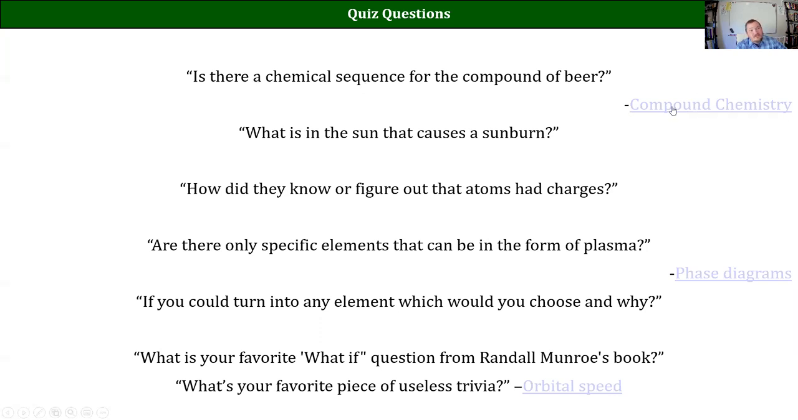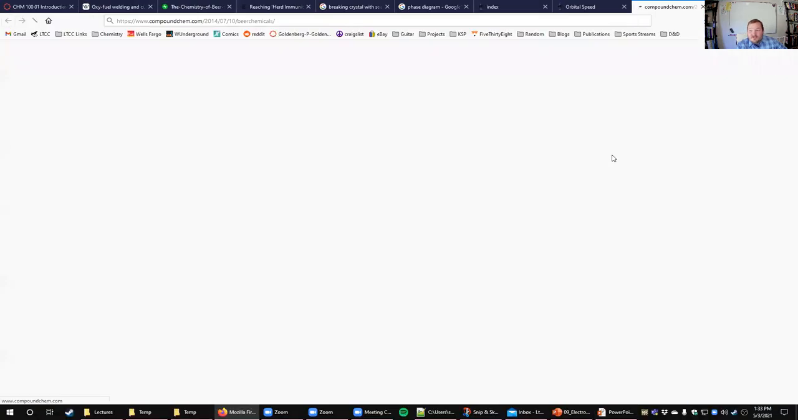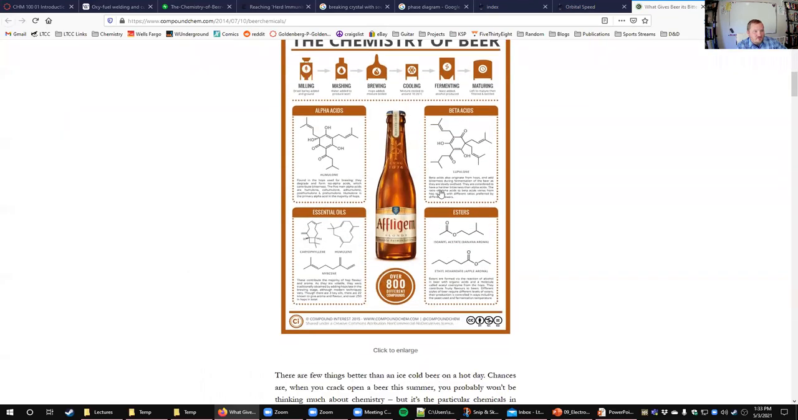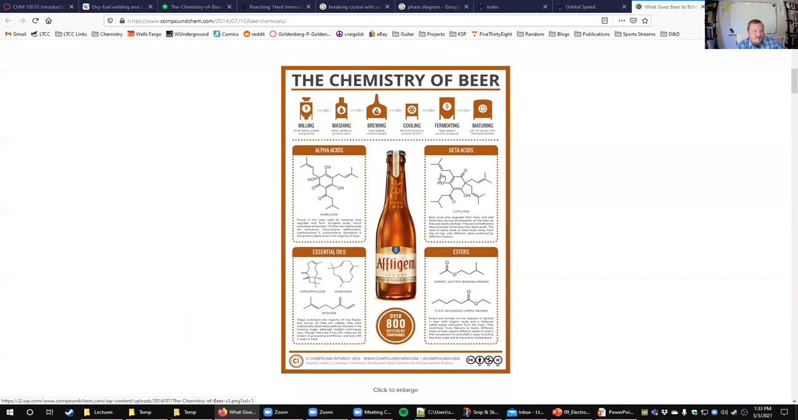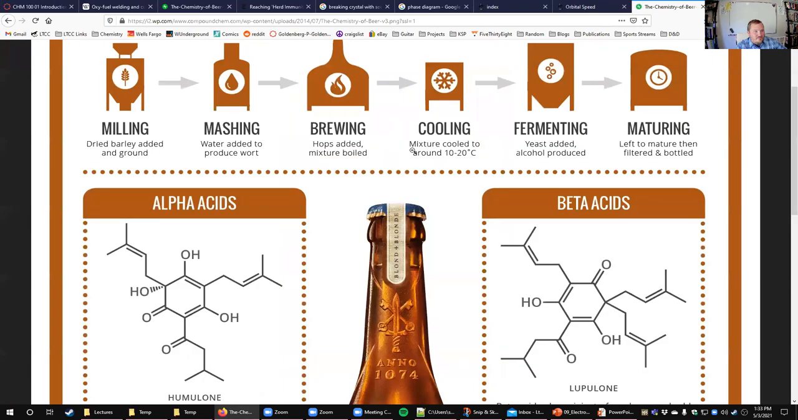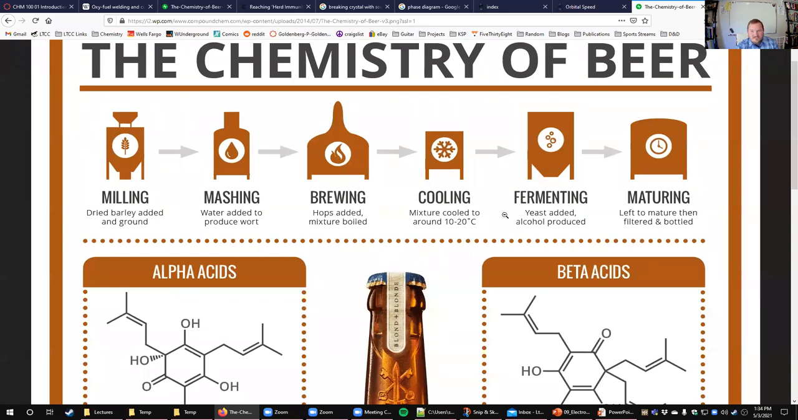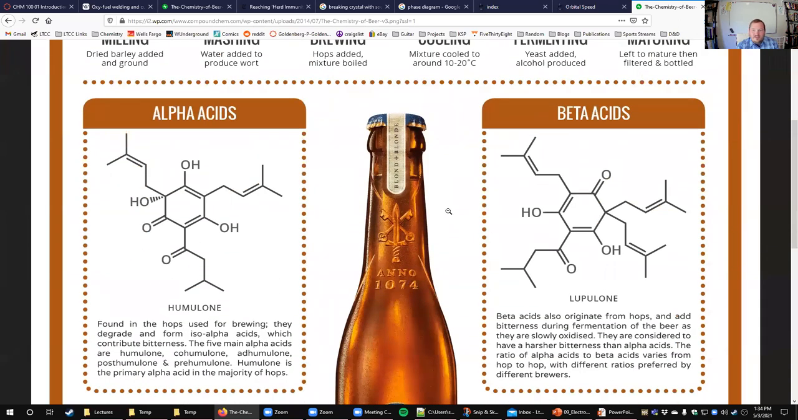Is there a chemical sequence for the compound of beer? Well, it turns out beer is actually a lot of different compounds. And if you want to analyze all of them, I think I've referenced this page before. Compound Chemistry is the name of a graphic design artist who also happens to teach chemistry. And he did a cool infographic sort of poster about some of the different processes that happen when you're making beer and different kinds of compounds you find in beer.